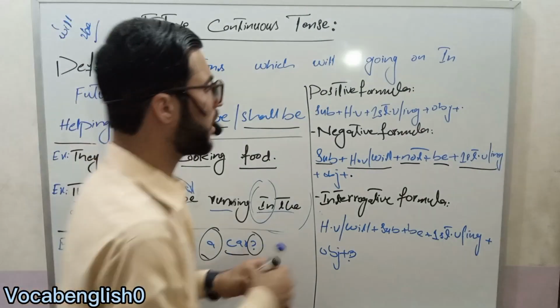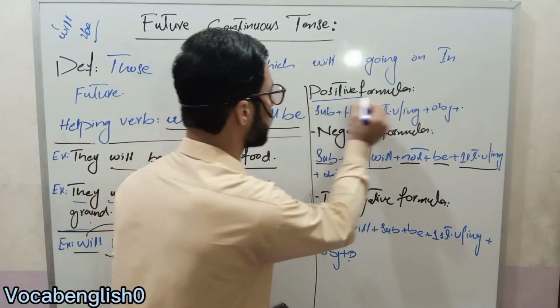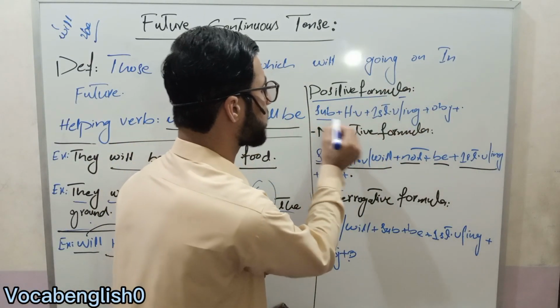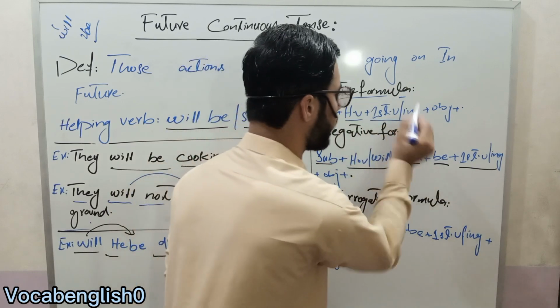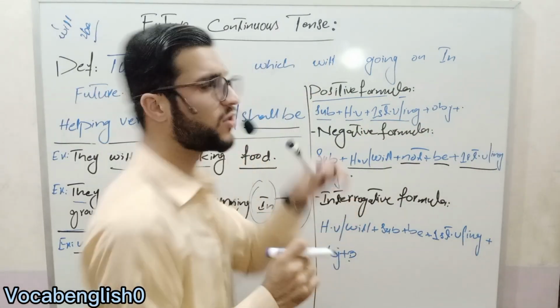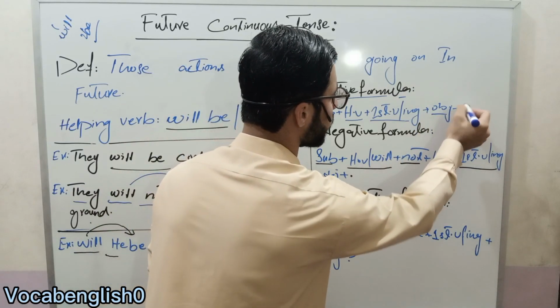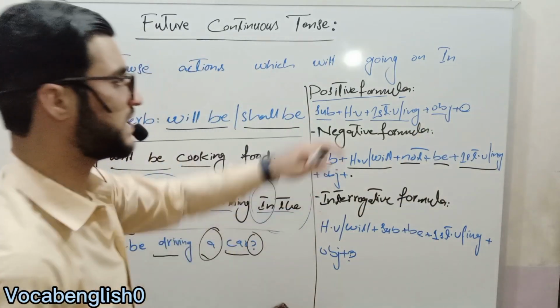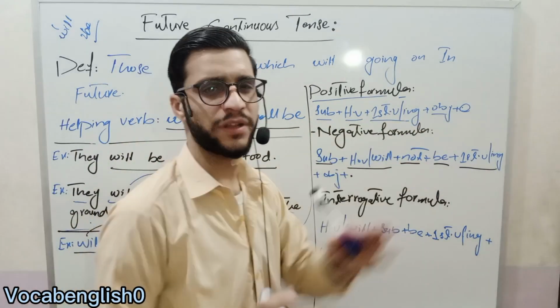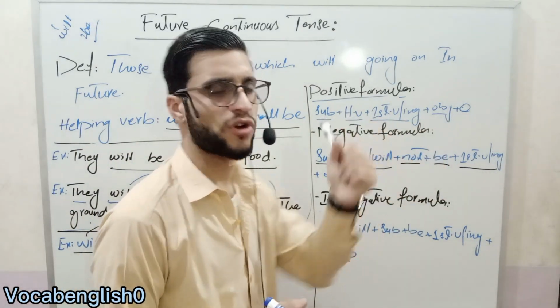Then the positive formula is here. What is the positive formula? Subject plus helping verb plus first form of verb with ing, because it is a continuous tense. Then object, then full stop. Subject plus helping verb plus first form of verb with ing plus object plus full stop.